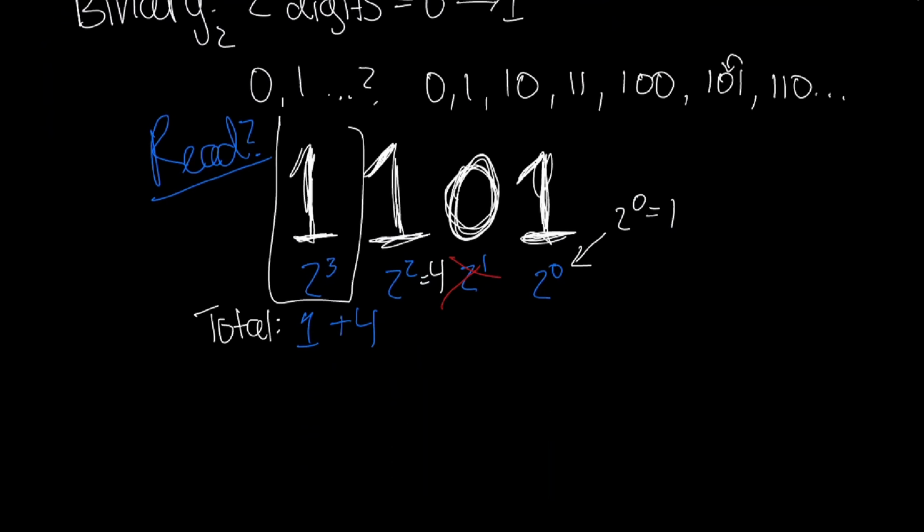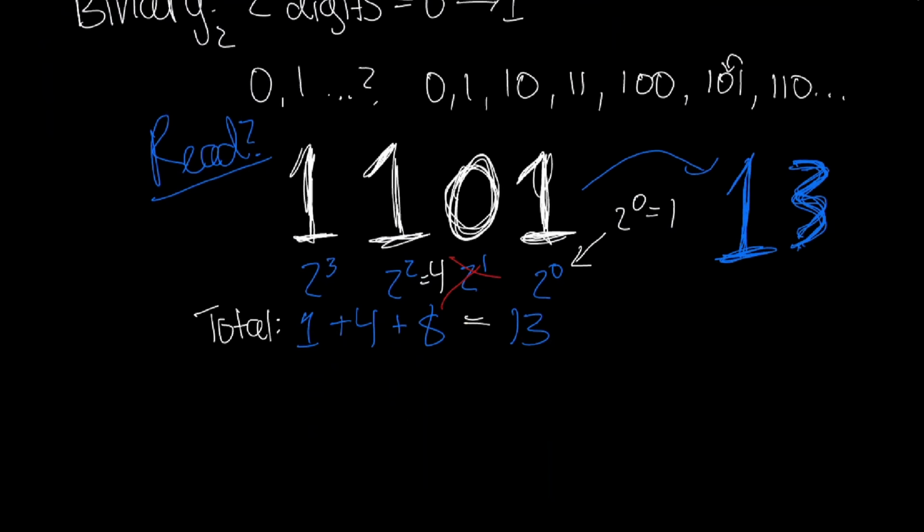Move on to the next one. Do we have a 1 here? Yes. So we're going to add 2 to the power of 3, which is 8. Now, once we're done with the whole number, we just add these all up, and we get our total: 1 plus 4, which is 5. 5 plus 8 is 13. So we know that 1101 in binary is actually equal to 13 in base 10. So this is the base 10 version, and then this is the base 2 version right here.